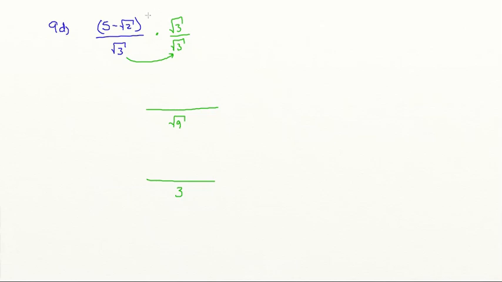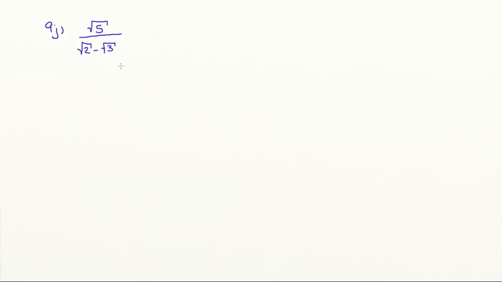Let's do the top. I have to remember to distribute this root 3 to everything. So root 3 times 5, 5 root 3. Root 3 times negative root 2, so that'll be a negative. 3 times 2 is 6. And I can't add or subtract those because I have a square root of 3 and a square root of 6. Those are different. We'll just copy those down in our answer.